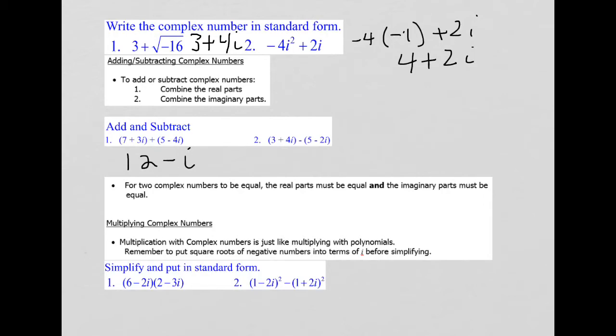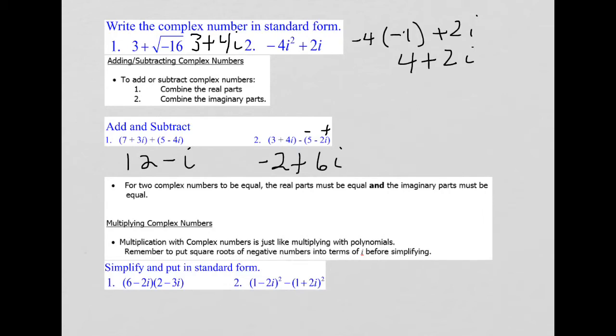Next one. Since we have a minus, we have to distribute that. That makes this one minus, and that makes this one plus. So that's 3 minus 5, which is negative 2, and 4i plus 2i is plus 6i.